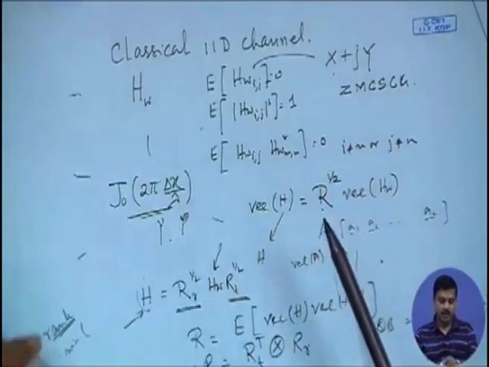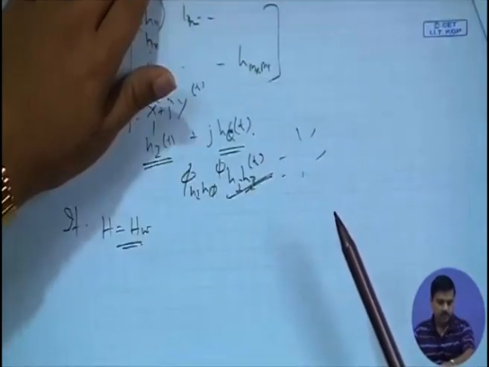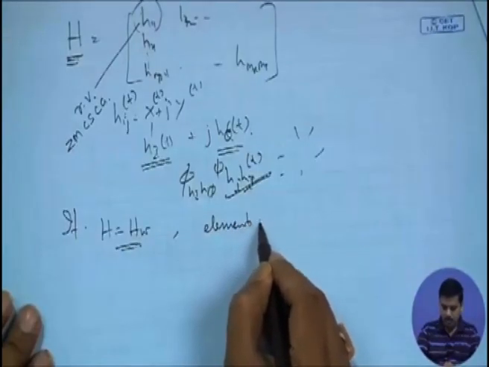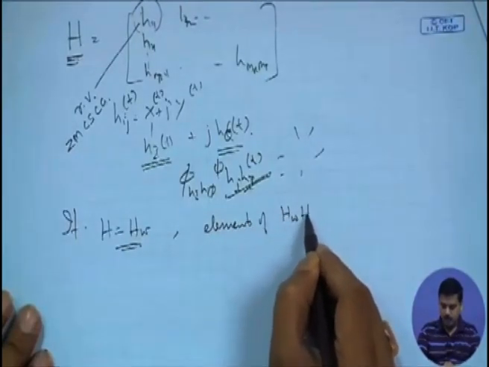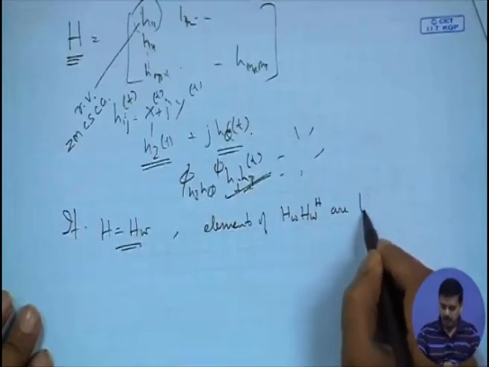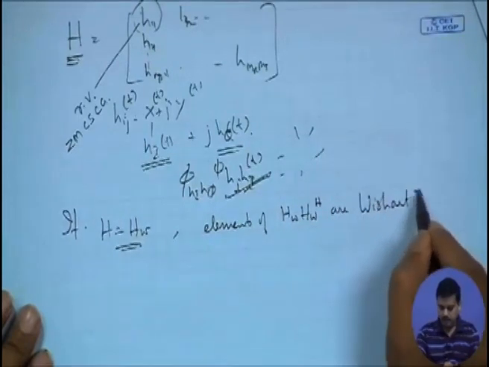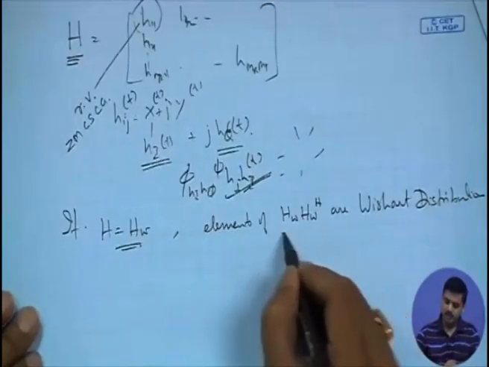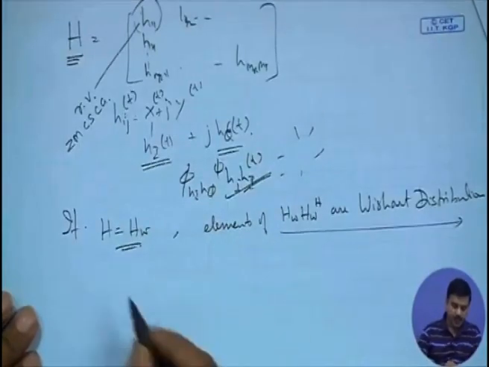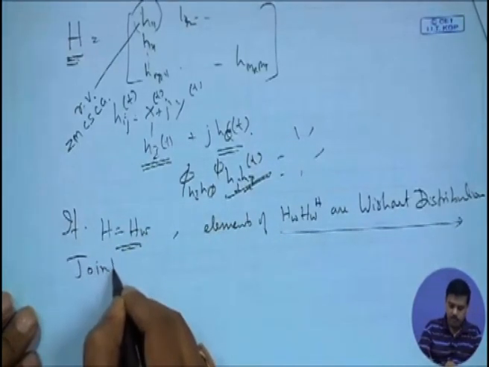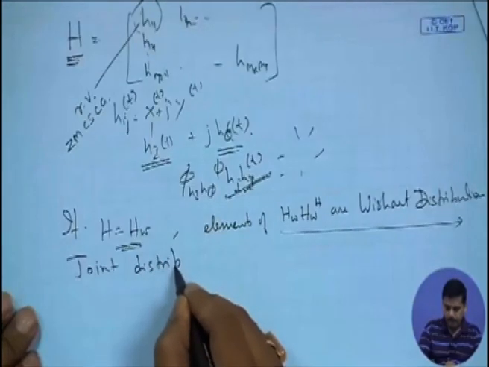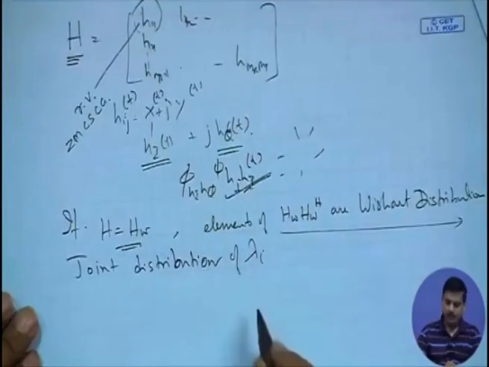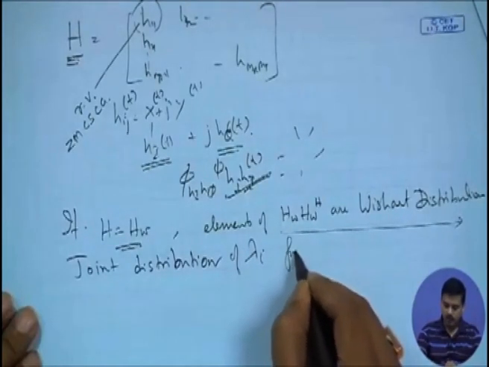So this is the matrix that we are taking for our study. If H is equal to HW, then elements of HW Hermitian are Wishart distributed. This is a particular distribution which doesn't look very simple, but this is useful to know. And the joint distribution of lambda i, that means we are talking about the eigenvalues for the HW channel.